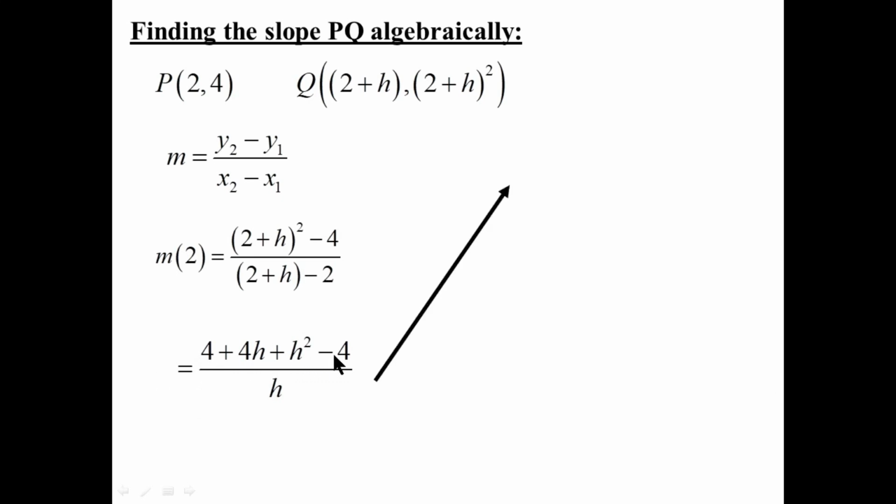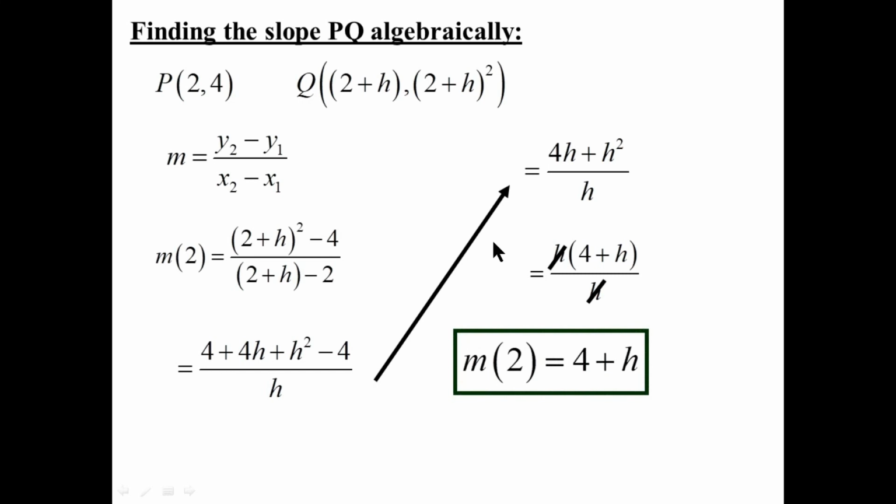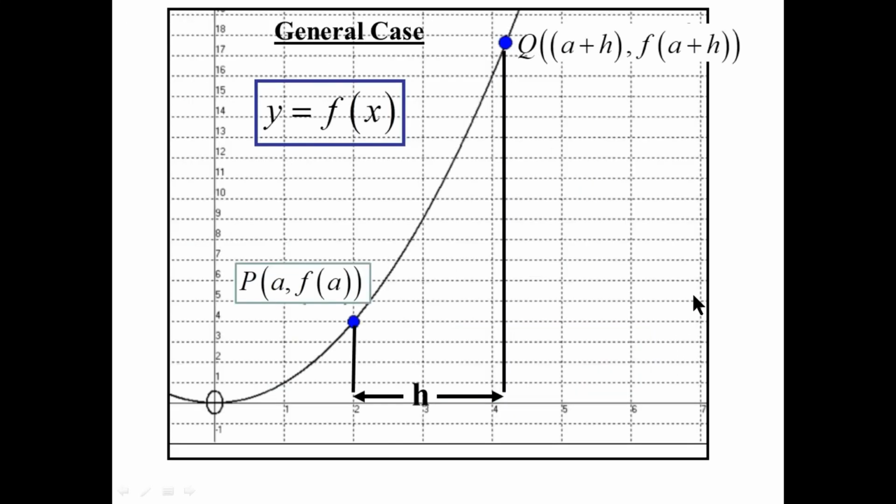And the 4 here and the minus 4 will offset each other, leaving behind just 4h plus h squared. And we can common factor in the numerator. And we have some convenient canceling here. You can cancel factors, and we have the slope at 2 being 4 plus h. Now you can well imagine if h was getting smaller, like in the demonstration, the slope at 2 would actually be the number 4.